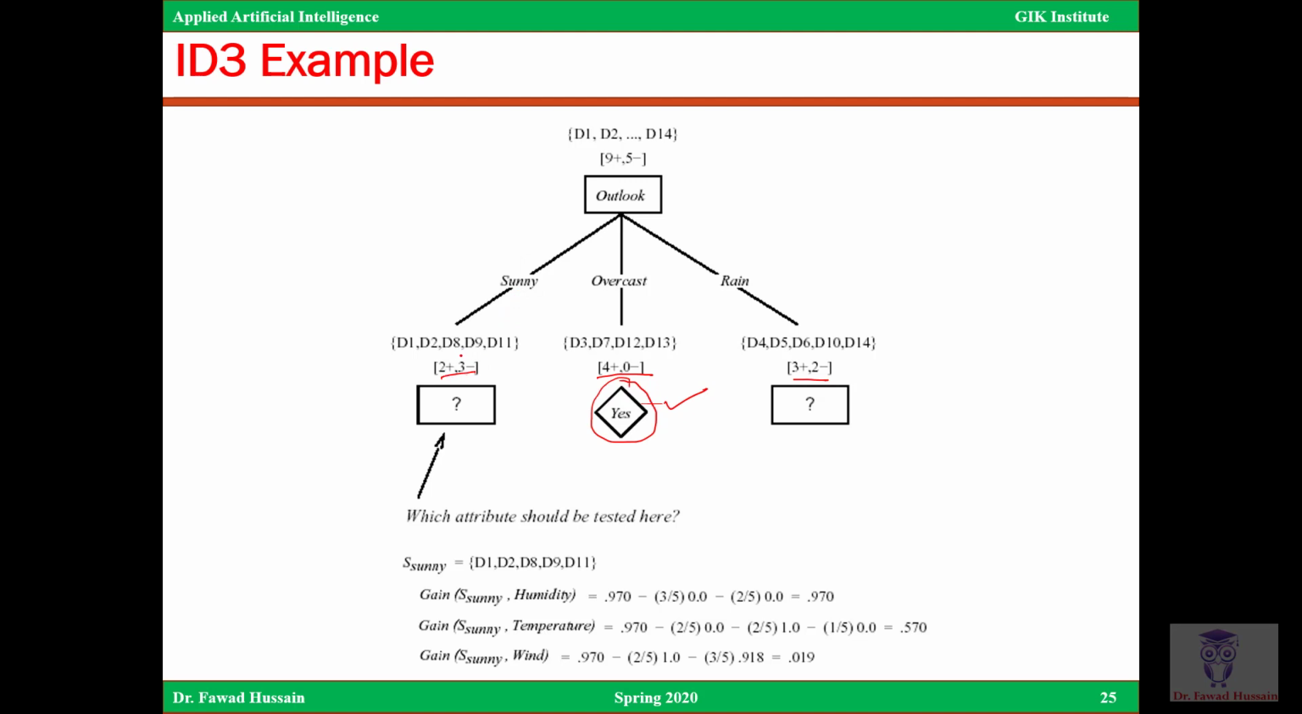So out of these 5 values, we are going to calculate the gain for humidity, the gain for temperature, and the gain for wind in a very similar fashion to what we did in the previous slide. The resulting values are 0.97, 0.57, and 0.019. So we see here again that humidity has the highest gain, which means that the next attribute to be used is humidity.